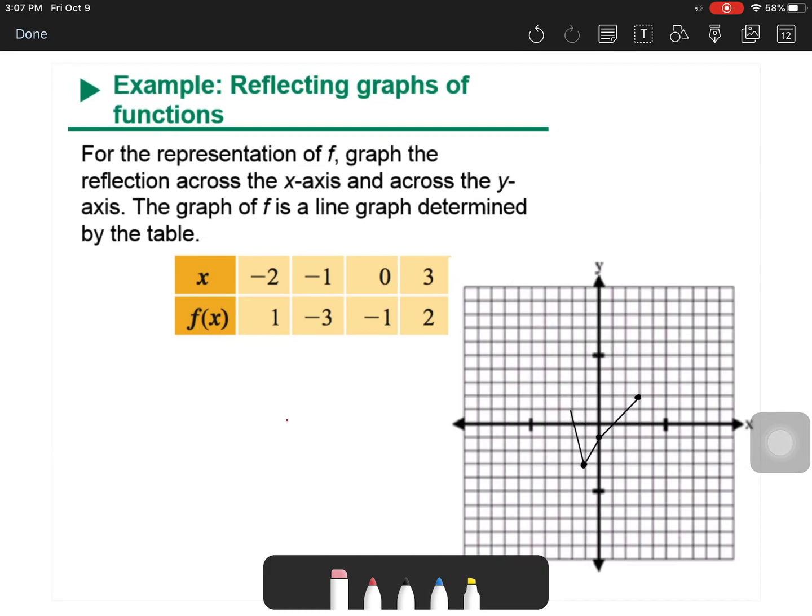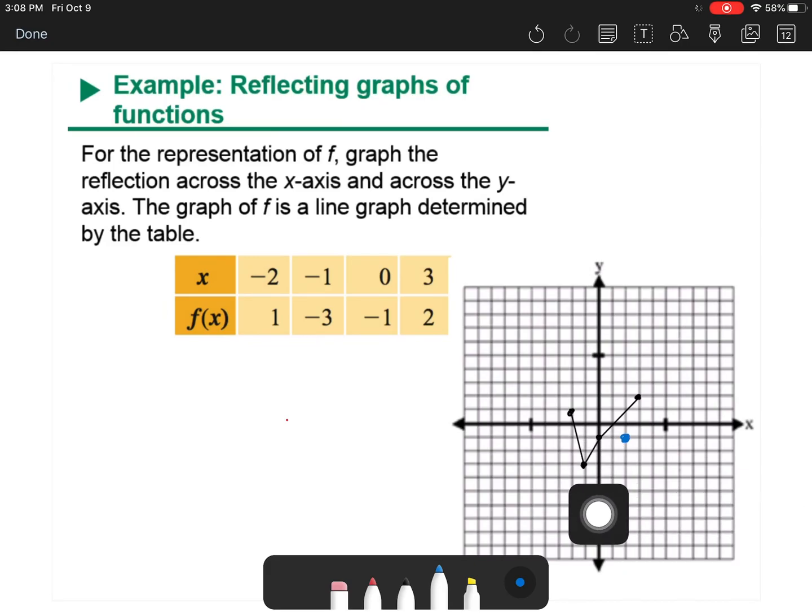So this, oops, didn't mean to erase that. This point right here is going to go across the x-axis, which is going to bring it down here, and then it's going to go across the y-axis, which is going to bring it 2 over on the other side. So across the x-axis and then across the y-axis, that point would go there. So try to visualize that. Across the x-axis to where the upper right corner of this little square thing is, and then across the y-axis brings it right there.